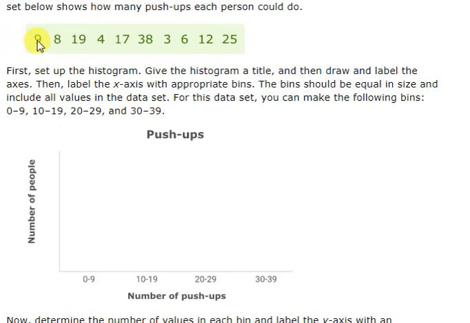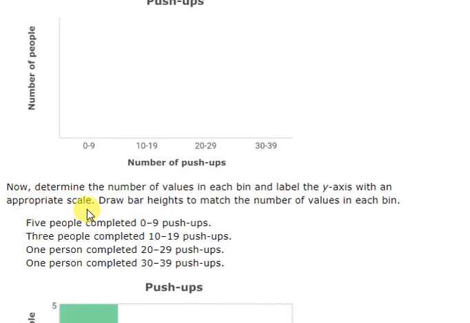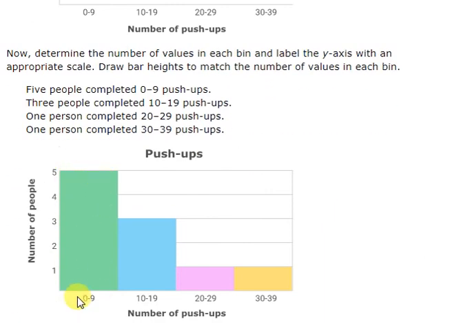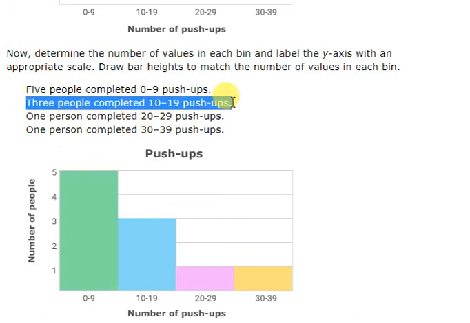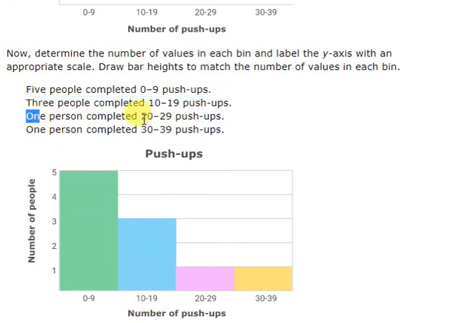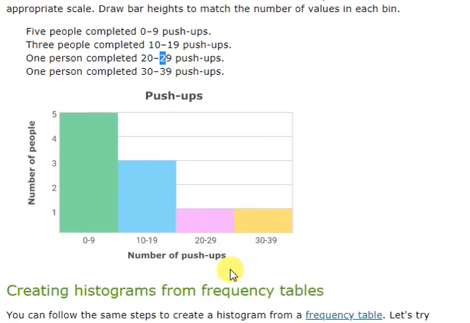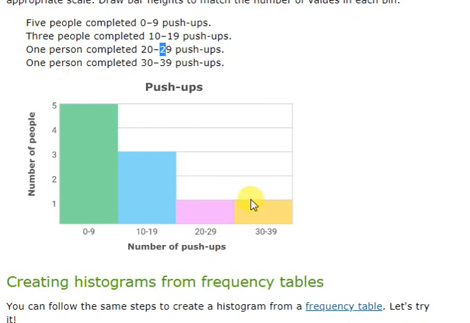So this is 1, 2, 3, 4 and 5. So we simply make a bar of 5 on the 0 to 9 bin, right? Then there are 3 persons between 10 and 19, so we have made a bar up to 3 on 10 to 19. Similarly, there was one person who did push-ups between 20 and 29, and one between 30 and 39. So we have made bars with height of 1 for both. So this is a very simple way that you can make a histogram.